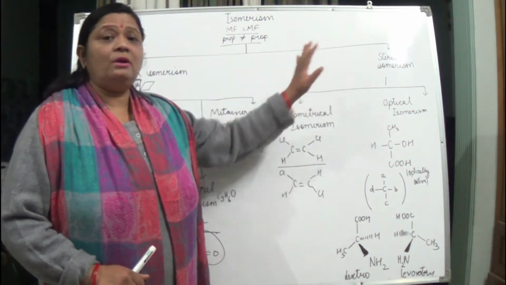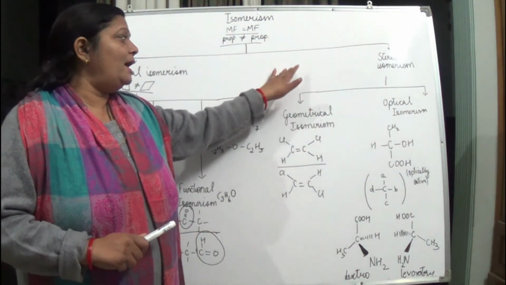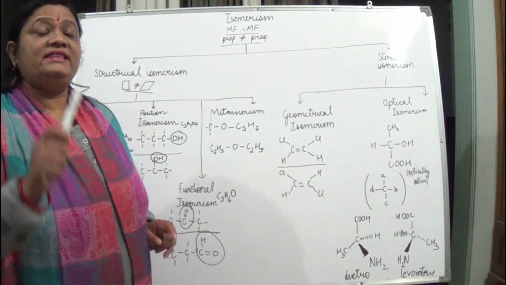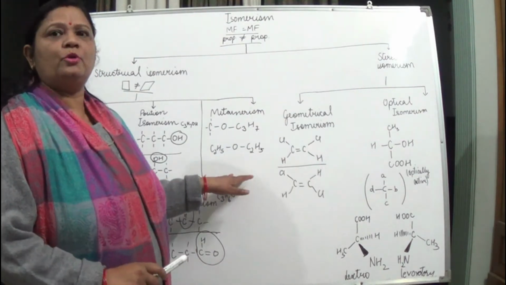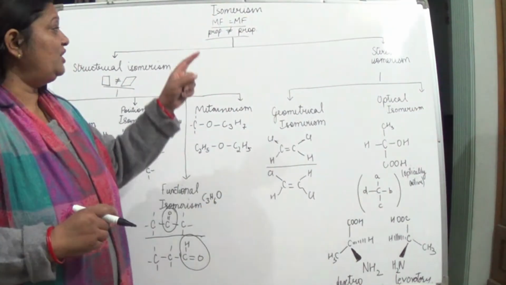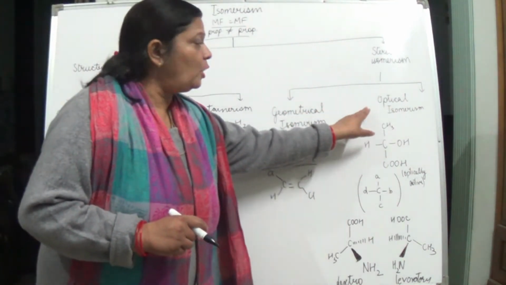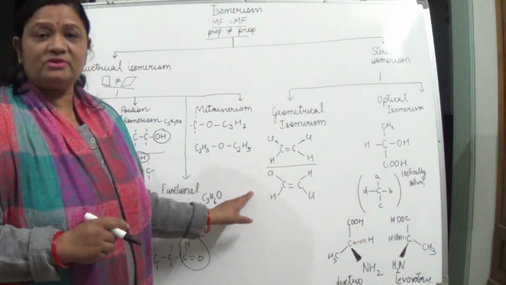Okay, in stereoisomerism, the isomers consist of the same constituents and similar covalent bonds. But yes, there is a difference in the arrangement of the atoms or the groups in space. Stereoisomerism is broadly divided into geometrical isomerism and optical isomerism. So let us see about geometrical isomerism.